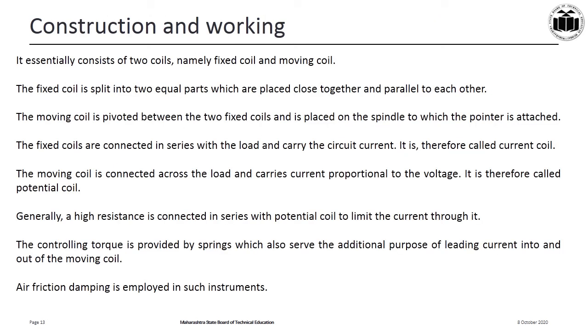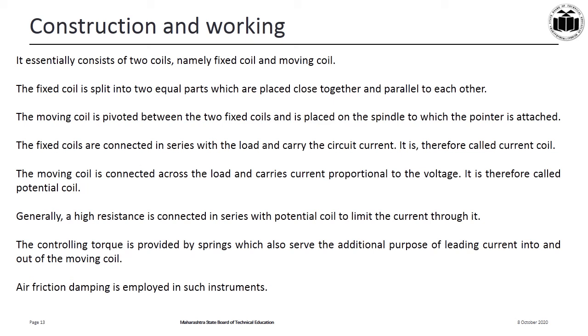Construction and working of the dynamometer wattmeter. As stated earlier, it essentially consists of two coils, fixed coil and moving coil. They are also called the current coil and pressure coil respectively. The fixed coil has two halves, creating two magnetic fields, and the moving coil is placed between those two fixed coil fluxes. When the load is switched on, it will develop a magnetic field around those two halves of the fixed coil due to the current flow.